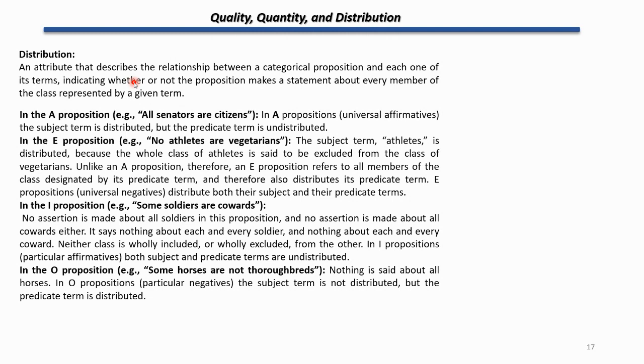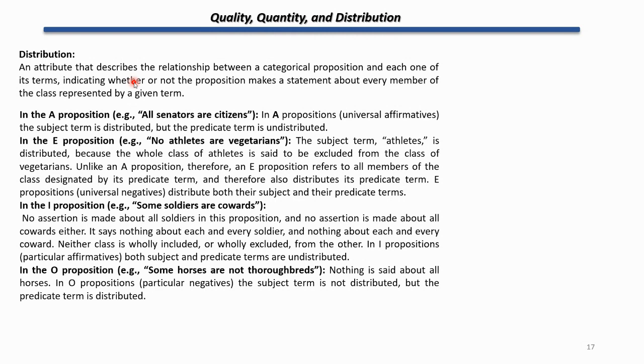In the second case, no athletes are vegetarians. So this is the E proposition. The subject term athlete is distributed because no is talking about the entire class of athletes, no athlete. The whole class of athletes is said to be excluded from the class of vegetarians. So unlike an A proposition, an E proposition refers to all members of the class designated by its predicate term, and therefore also distributes its predicate term. So the E proposition distributes both its subject and its predicate terms, right? No athletes are vegetarians. So here, both are distributed.